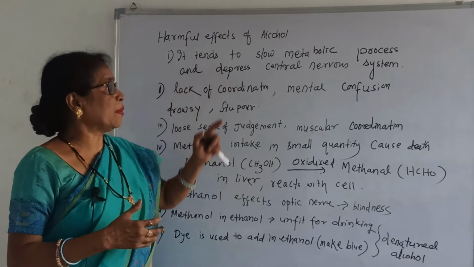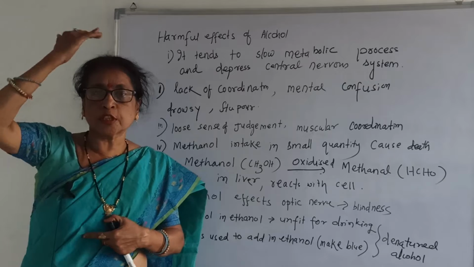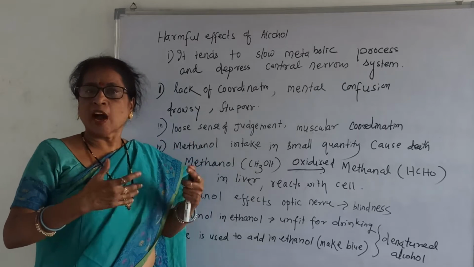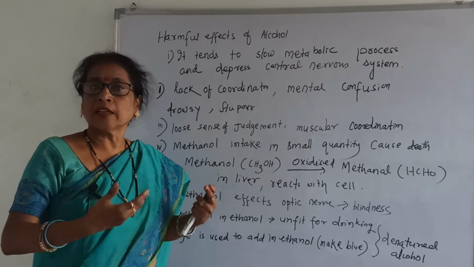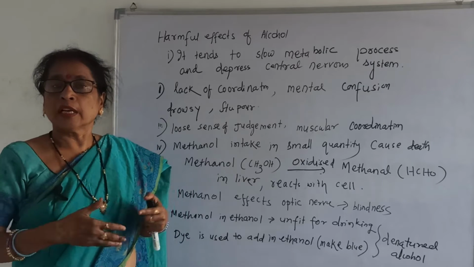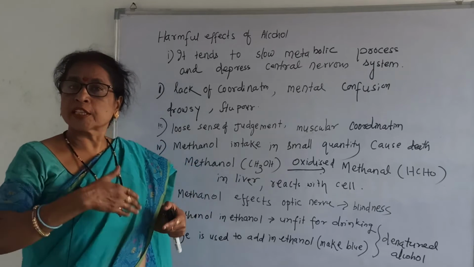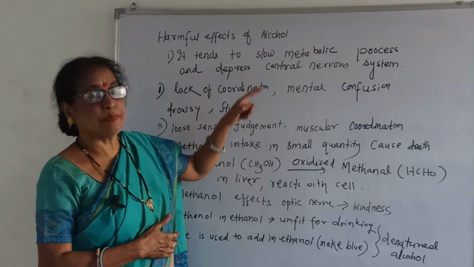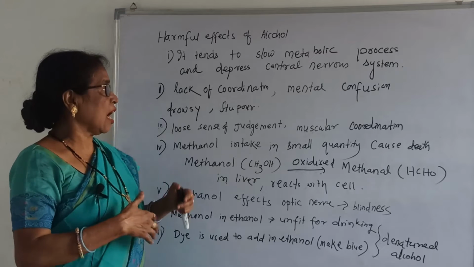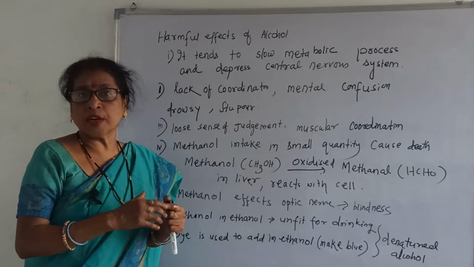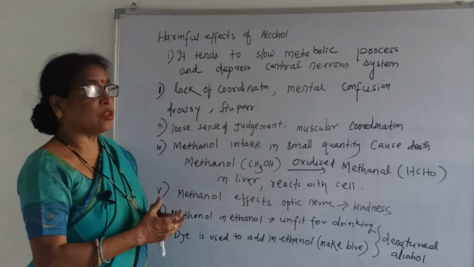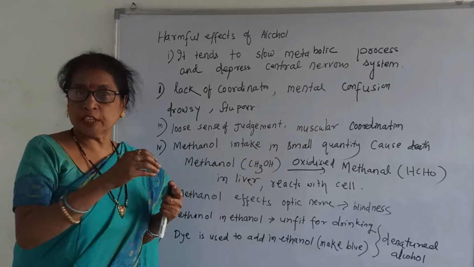Now, it depresses the central nervous system. The central nervous system, where our brain is present, if it is depressed, then how much one will be affected? He can't recognize, he can't say something correctly. He can't eat properly, he can't sleep properly. This is the main depression of the central nervous system. Lack of coordination: he cannot coordinate one matter with another. He cannot recognize either. Mental confusion will come.